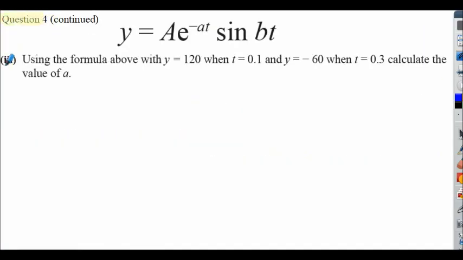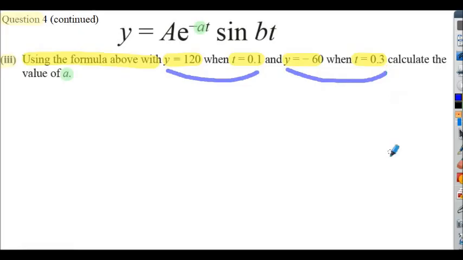Question 4, part 3. Using the above formula, given now that y is equal to 120 when t is 0.1, and y is equal to minus 60 when t is equal to 0.3, we've got to calculate the value of A here. So essentially we're given information from which we can generate two simultaneous equations. Solution shown on the following slide.